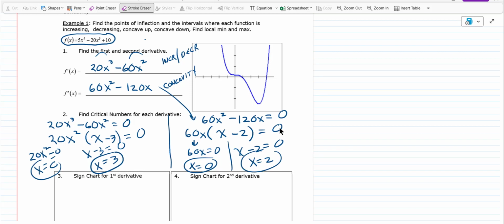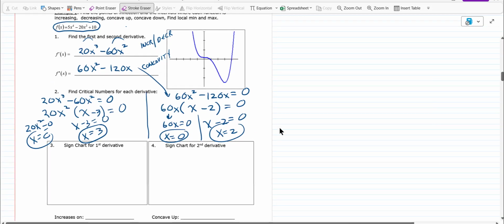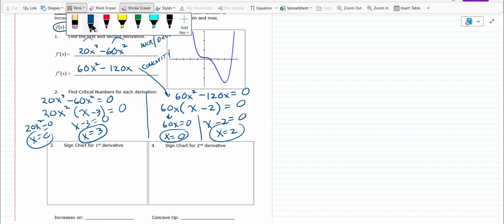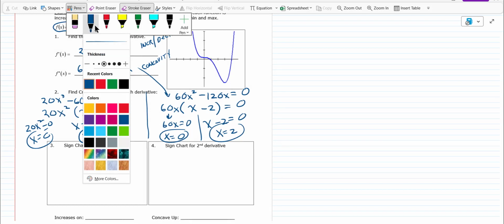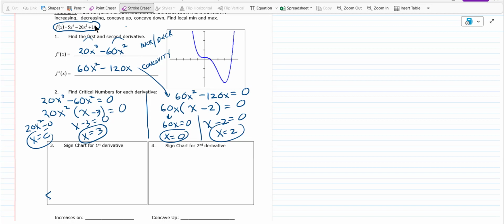Okay, so once you get your derivatives, you always do your critical numbers. Now what we're going to do is sign charts, and we've learned how to do sign charts. So this increase, decrease stuff is not new to you. Down in step number 3, we're going to work with the first derivative. The two critical values on this were 0 and 3. So you just want to do x equals 0, then x equals 3, like that.